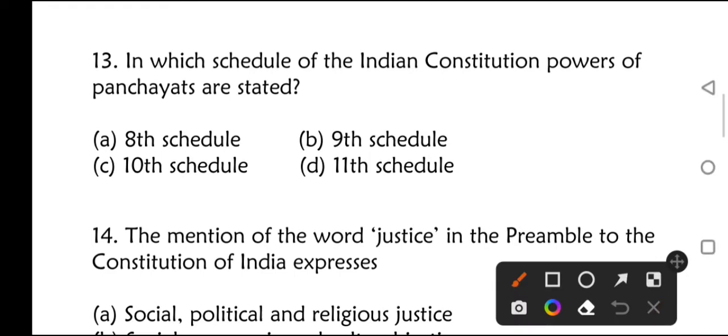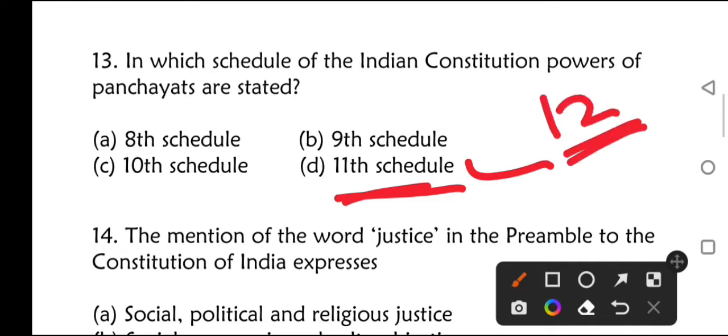Now question number 13. In which schedule of the Indian Constitution powers of panchayat are stated? In which schedule? It is in 11th schedule. Okay, 11th schedule. Provisions of panchayats are there. And in 12th schedule, what is that? It is about municipality. Sorry.